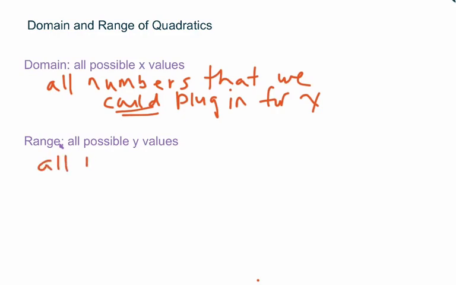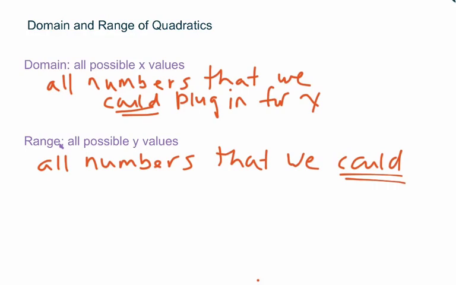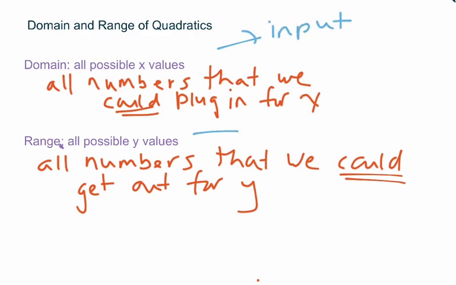It is all the numbers that we could get out for y. And if you think back to our definitions of domain and range, one of the definitions that is often tossed out there is that your x values are your inputs. It's what you put into the equation, and the y value is the output. So when you're asked for the input, that's why we phrase it: it's all the numbers that we could plug in for x. And then for y, it's all the numbers that we could get out for y.